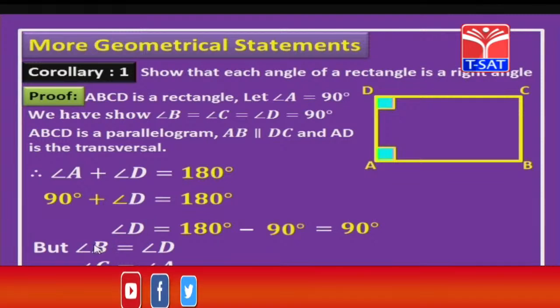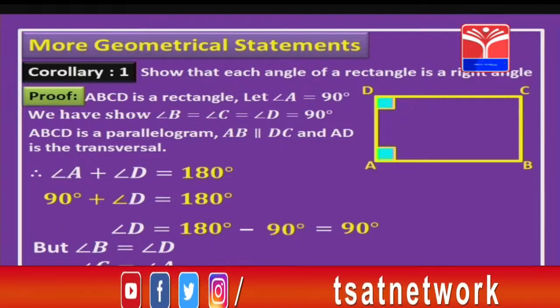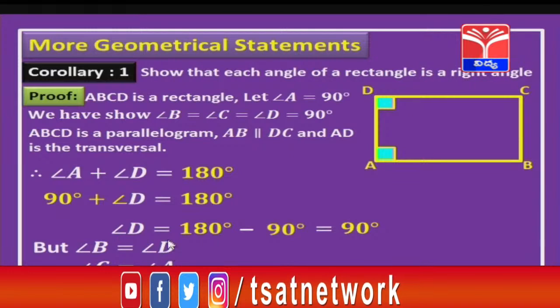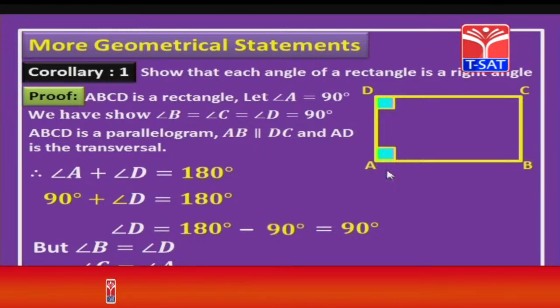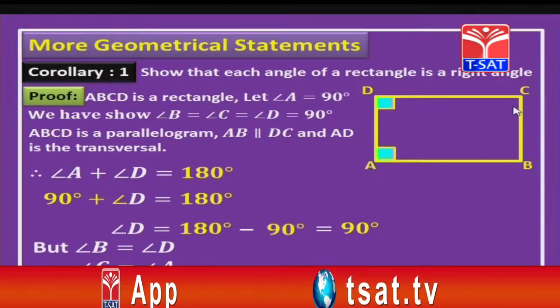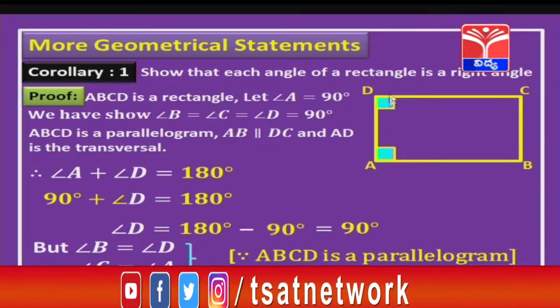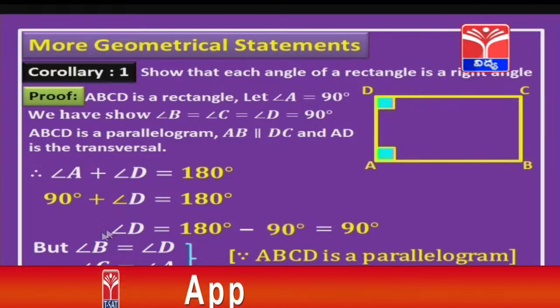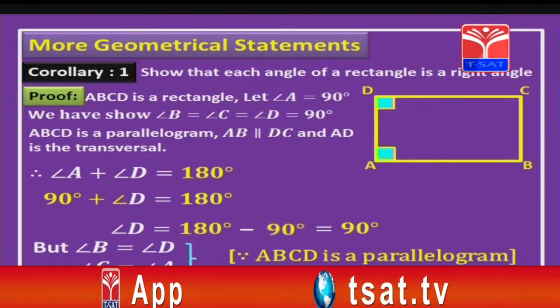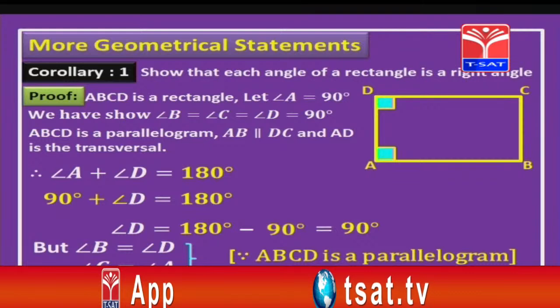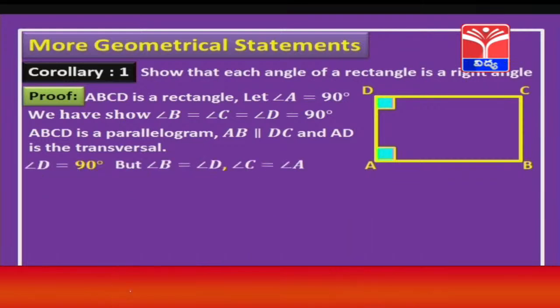But already angle B and D are equal and angle C and A are equal. Now, why are these equal, children? This is B and this is D, whereas this is A and this is C. These pairs of angles are equal. The reason is, yes, ABCD is a parallelogram. In a parallelogram, we have seen that opposite angles are always equal. So, that is the reason angle B and D are equal and angle C and A are also equal. Now, let us substitute these values, children.